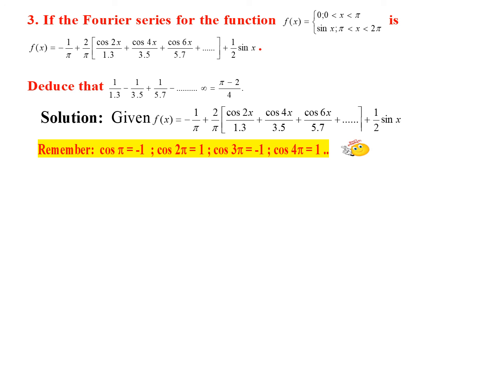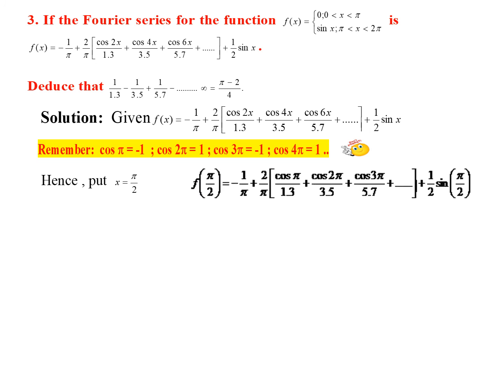So our decision here is that we shall substitute x as pi by 2, because cos 2x, 4x, 6x is sitting on the numerator. So when we do this, I think we will arrive at a similar pattern. So this is the idea which we are going to use. Just substitute pi by 2 in the place of x. So f of pi by 2 equals whatever you have on the right side, wherever x is there, we are putting pi by 2. And remember, this is a function f of x they have given. So what is f of pi by 2 going to be? 0. How do we get that? Because pi by 2 comes in the upper range, 0 to pi. So in that range, f of x is 0.